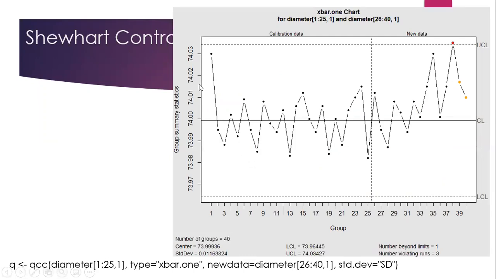So this is a Shewhart control chart. This is the coding of the Shewhart control chart using R language, and these are the upper and lower control limits, and this is the center line.